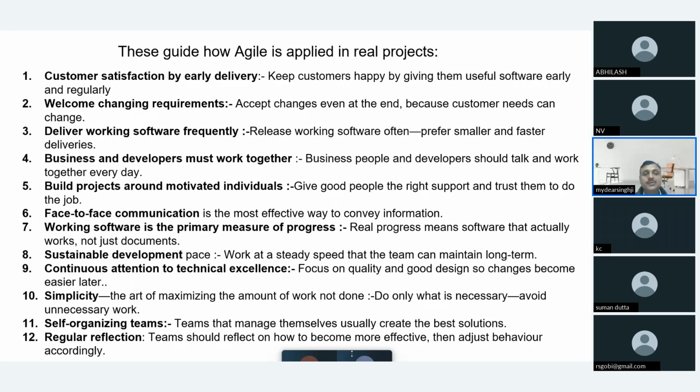Continuous attention to technical excellence. So focus on quality and good design, so change becomes easier. Here they're saying technical excellence means we need to focus on proper design and proper quality. It will reduce our work, and more bugs will not come in whatever we are developing. So this attention should be there.